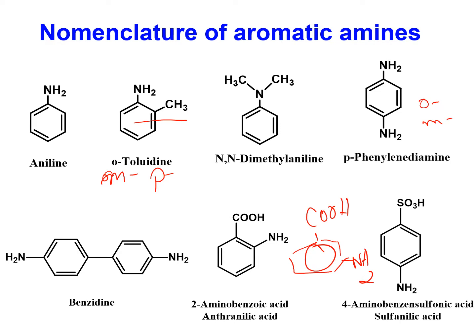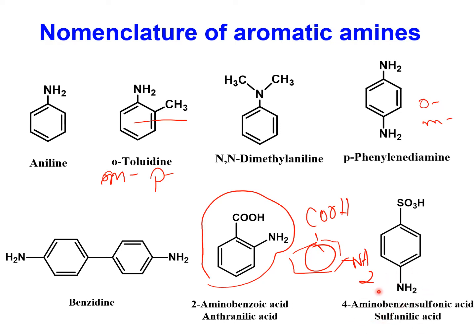Anthranilic acid has no ortho or meta or para preceding it. It's just anthranilic acid, and it means that you have the amino group ortho to the carboxylic group. If you move the amino group to the meta or to the para, this is not anthranilic acid. This is going to be 3-aminobenzoic acid or 4-aminobenzoic acid, and the same applies to sulfanilic acid.